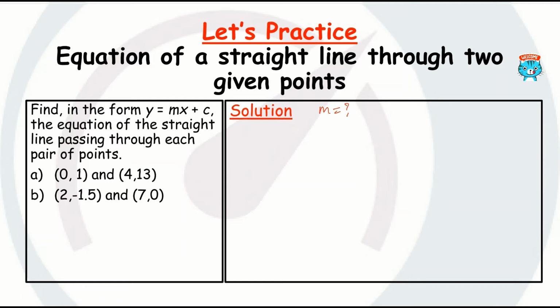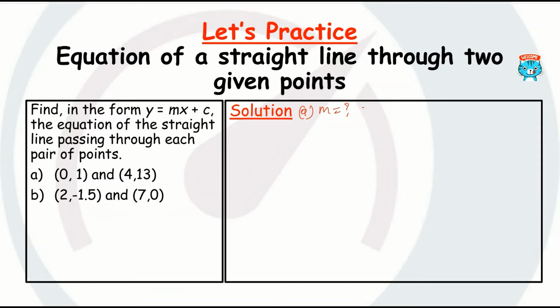Finding the form y equals mx plus c, the equation of a straight line passing through each pair of points. So (a) 0, 1 and 4, 13. In (a), we realize that we don't have our gradient. All they gave us were the points that the line passes through. So how would we find our gradient?